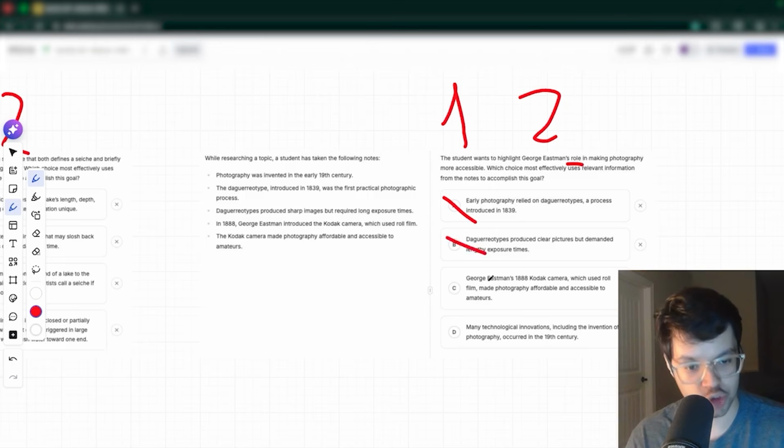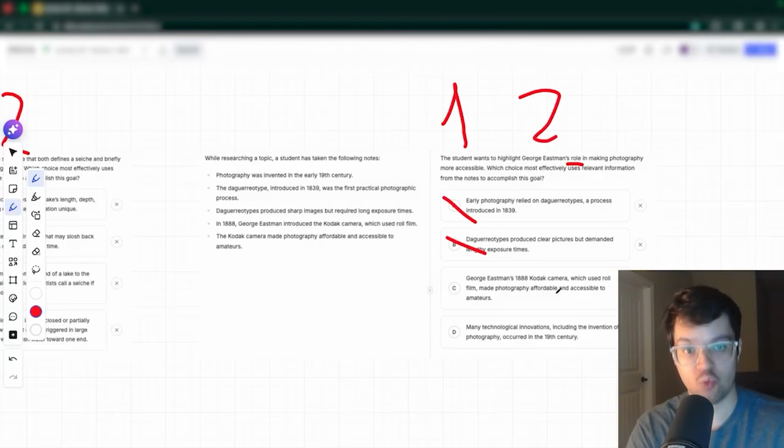C, this looks a little bit better. George Eastman's 1888 Kodak camera, which used roll film, made photography affordable and accessible to amateurs. Okay, this looks pretty good here.